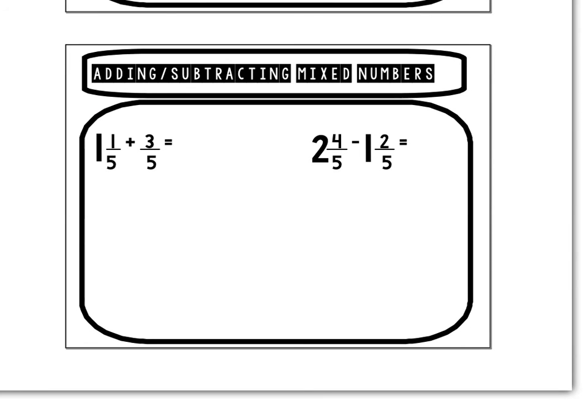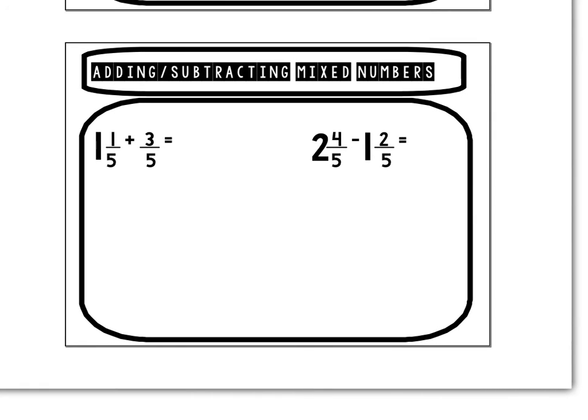So on the next page, we're going to start bringing in mixed numbers for our addition and subtraction, keeping common denominators at this point. Right now, we're going to leave our whole number out front alone. We're just going to look at the fractional part. So 1/5 plus 3/5 gives us 4/5, and then we can bring over our whole number 1. So 1 1/5 plus 3/5 gives us 1 4/5.